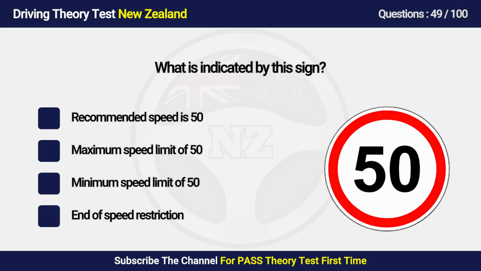A. Recommended speed is 50. B. Maximum speed limit of 50. C. Minimum speed limit of 50. D. End of speed restriction.